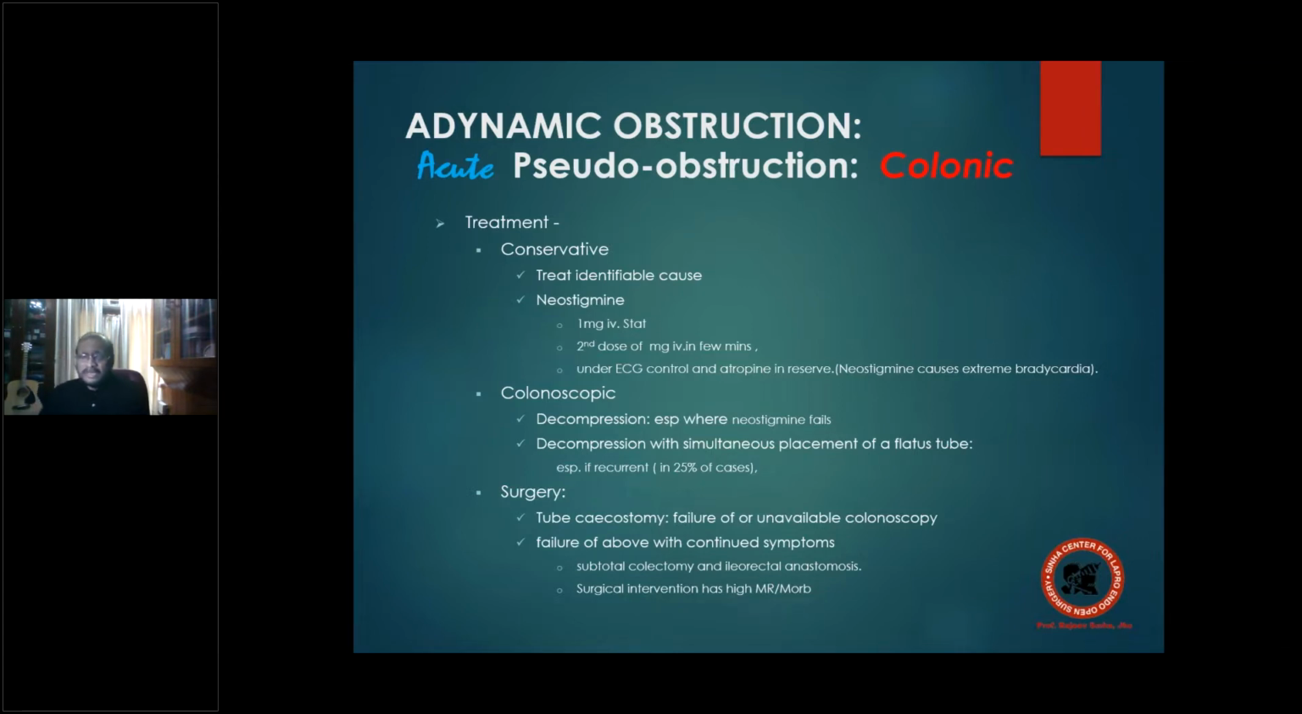Here, what is the treatment? Again, conservative, but here neostigmine is to be used early in a 1 milligram IV dose stat. You can repeat a second dose in a few minutes. Remember, whenever giving neostigmine, always under ECG control and with atropine in reserve. But neostigmine is to be used only if there is no specific identifiable cause. If there is an identifiable cause for a colonic type of pseudo-obstruction, always treat that identifiable cause, right?